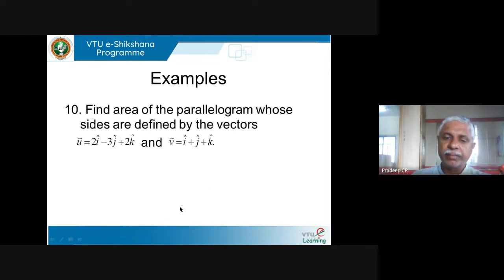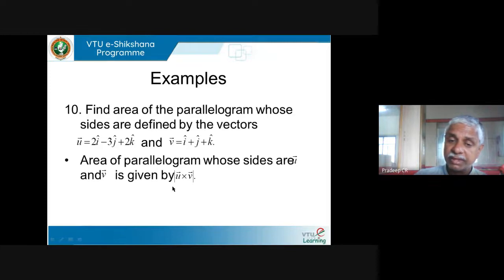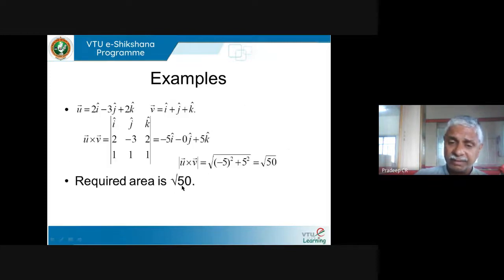Find the area of the parallelogram whose sides are defined by these two vectors. So this is one vector, this is one vector, and both of them together define a parallelogram. One wants its area. I told you, the area of the parallelogram whose sides are u and v is given by mod of u cross v. So again, I have to find mod of u cross v.